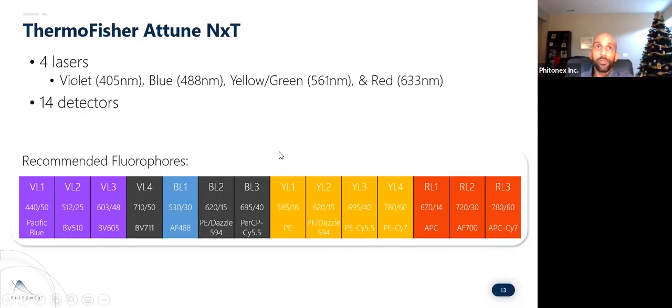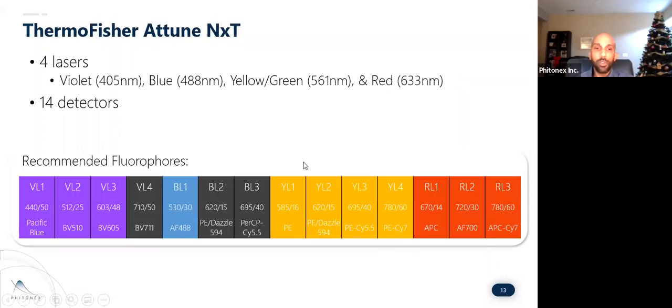And if we were to use this 14 detector cytometer and we tried to put these 3 violet fluors in VL1, 2, and 3, because of the bunching and the large amount of spread from the violet fluors, whenever we stack these violet detectors, we're essentially going to have so much spillover or spread into the VL4 that it's no longer going to be a usable detector. So already we've gone from 14 detectors down to 13 detectors.